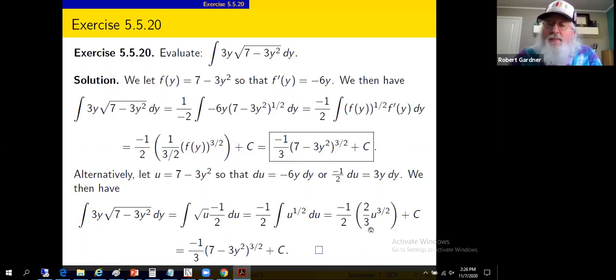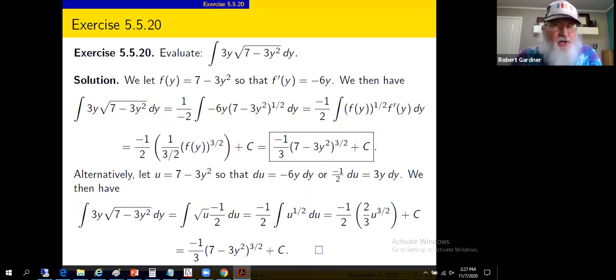All right, but you were asked a question that involved y's. So turn it back into an answer that involves y's. Let's see, and cancel those 2's. This becomes a negative 1/3 coefficient, and we've got u to the 3/2, but u is 7 minus 3y squared. So we've got 7 minus 3y squared to the 3/2 plus an arbitrary constant. Comfortingly, the same thing we got when we did it the other way.